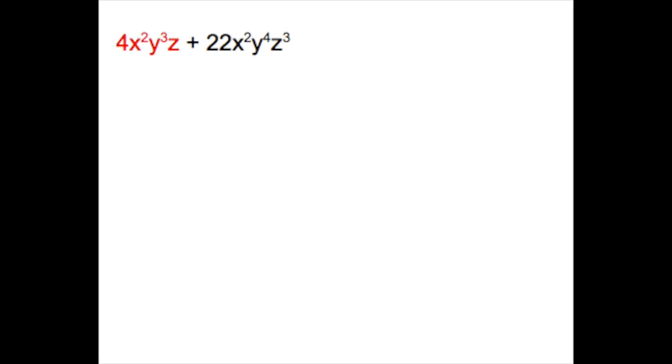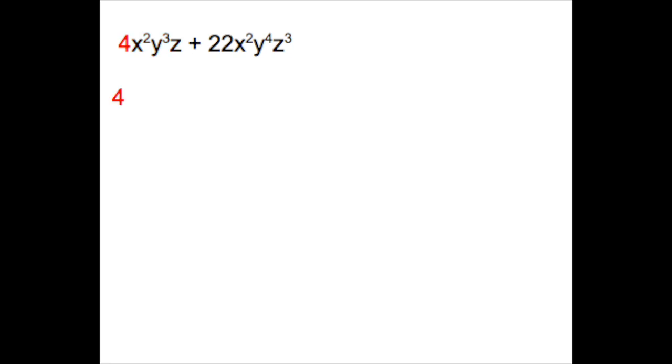Let's look at another slightly more complex example. 4x squared y to the third z plus 22x squared y to the fourth z to the third. Let's start by writing our first term in expanded form. 4 times x times x times y times y times y times z.